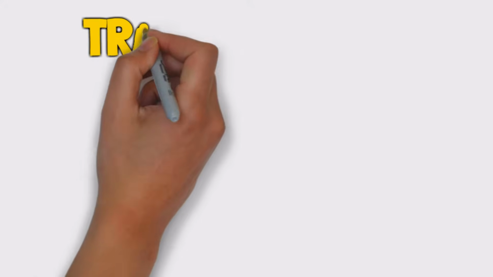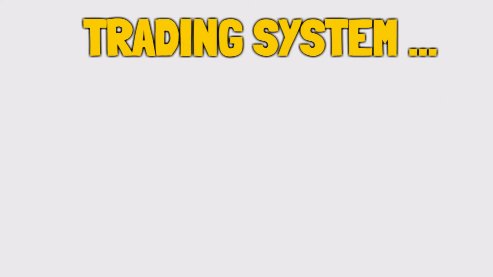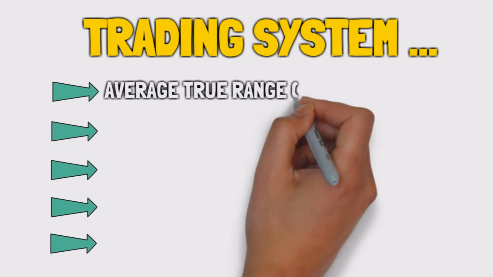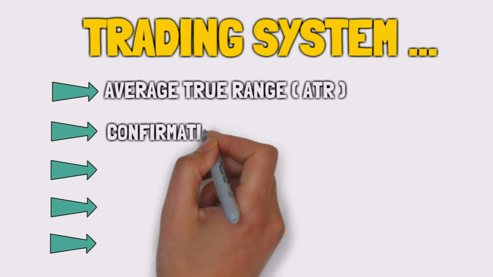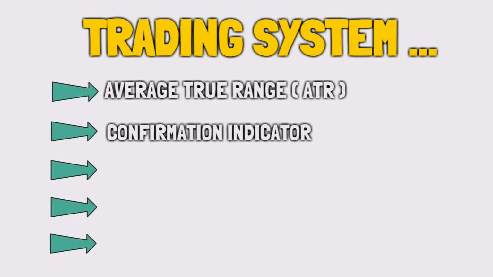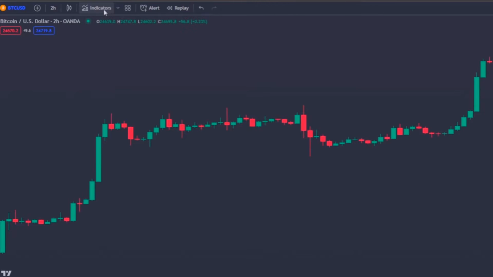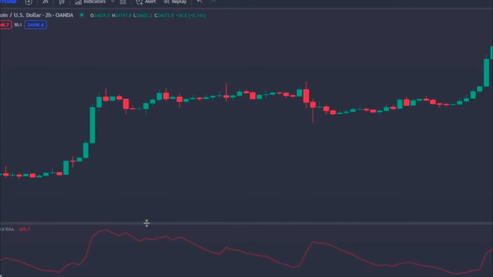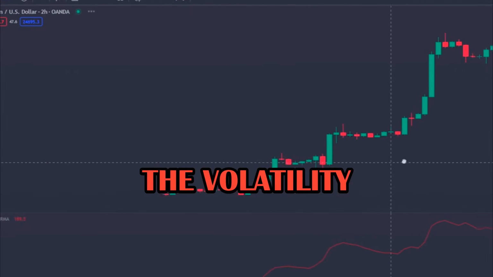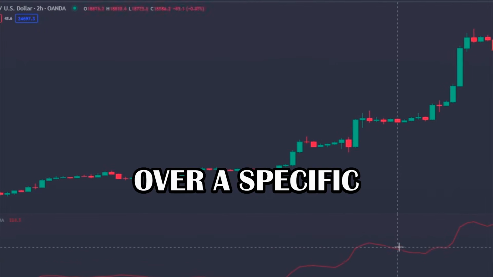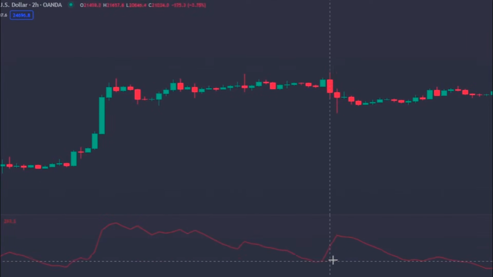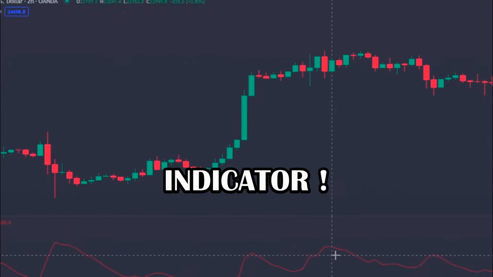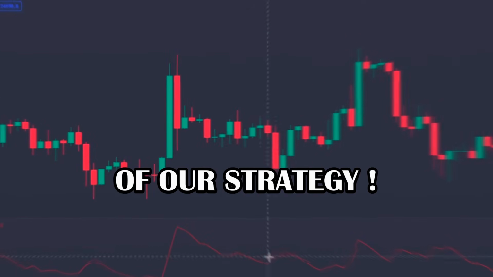Our trading system will be based on 5 types of different indicators. Today, I will share 2 of them with you, the first being the ATR indicator and the second a confirmation indicator. The average true range or ATR indicator, for those who don't know, is a technical indicator used to measure the volatility of an asset's price over a specific period of time, and therefore is the best indicator that exists for the risk management of our strategy.